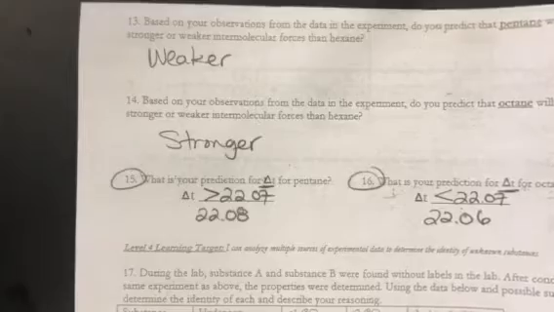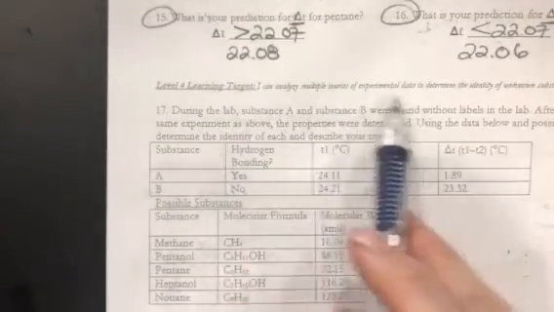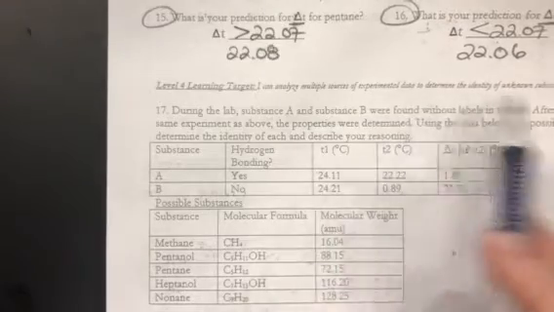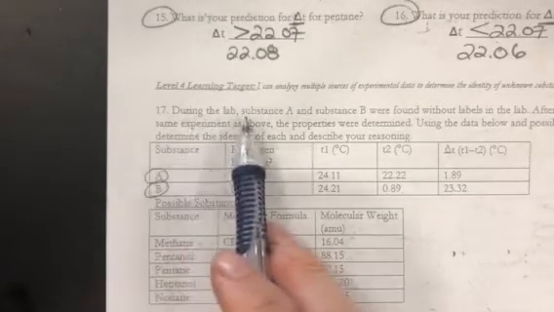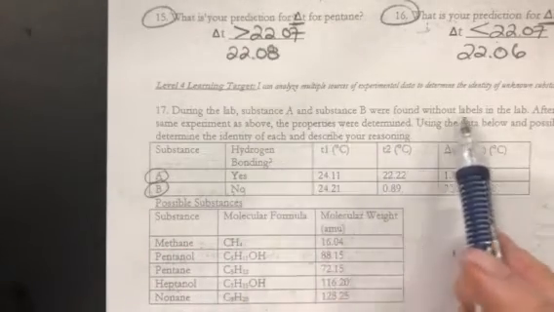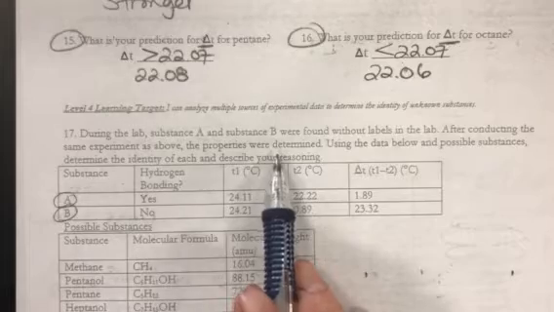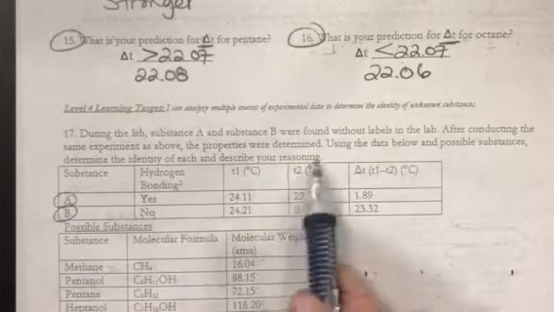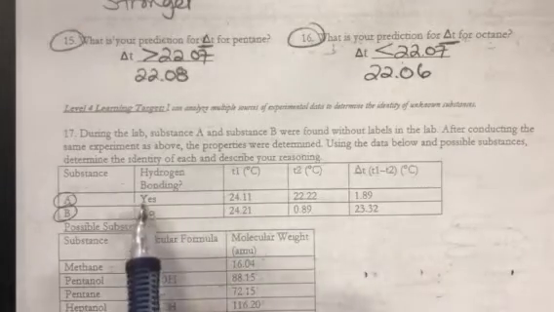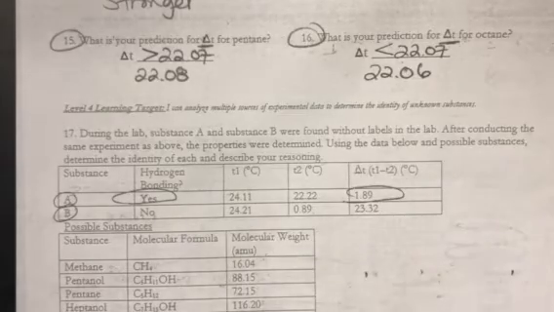And now we get into level 4. Level 4 says you can analyze multiple sources of experimental data to determine the identity of unknown substances. You've got substance A and substance B. It says, during the lab, substance A and substance B were found without labels. After conducting the same experiment as on the previous page, the properties were determined. Using the data below and the possible substances, determine the identity of each and describe your reasoning. Substance A has hydrogen bonding. The delta T is 1.89.